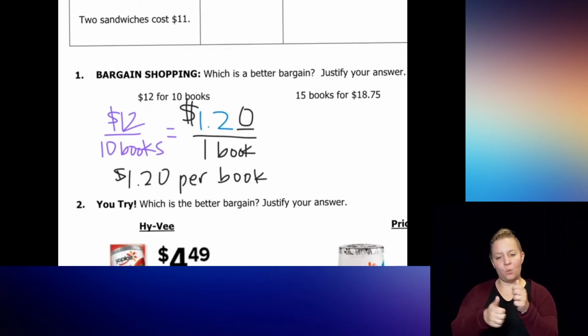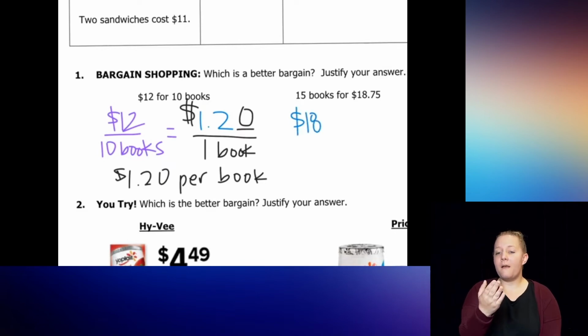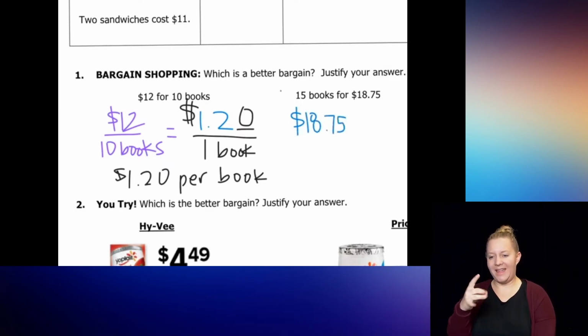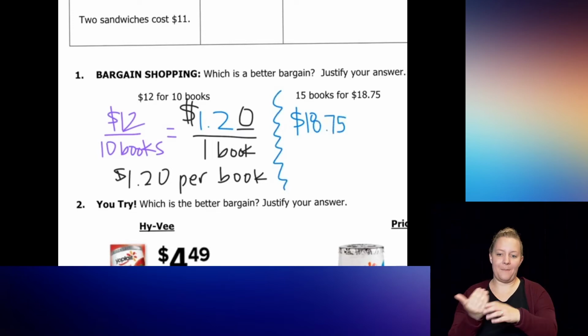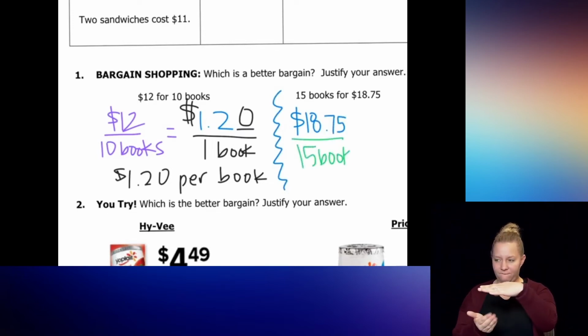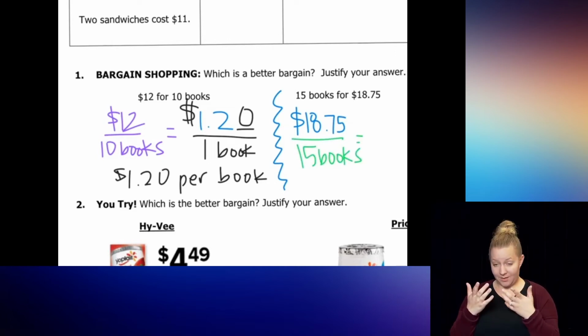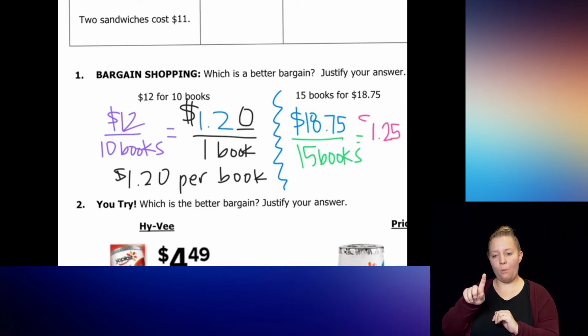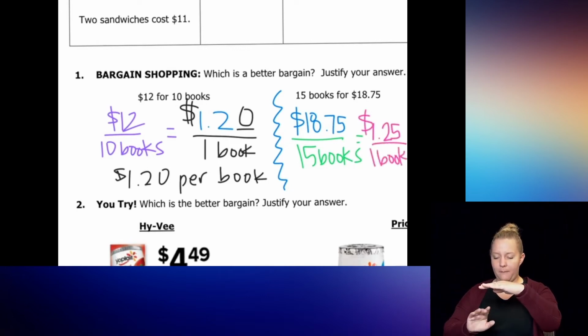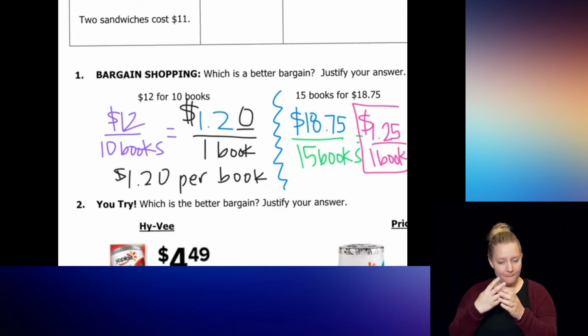And then the other one, I get 15 books for $18.75. Again, with the money on top, I'm going to set that up as $18.75. I'm going to draw a quick line right here so we can see the distinction. $18.75 over 15 books. When I divide that out, I get $1.25. And then you would say per 1 book. So notice once I have both of these unit rates, I can now compare them.